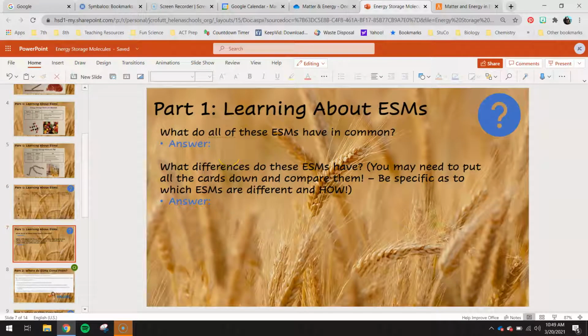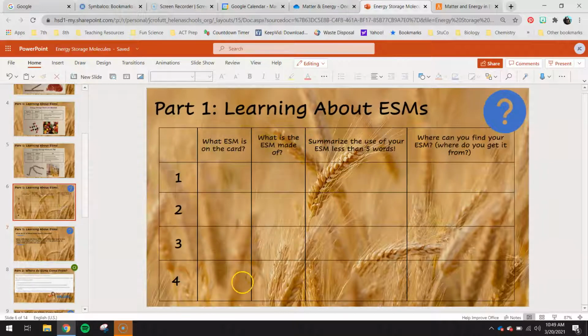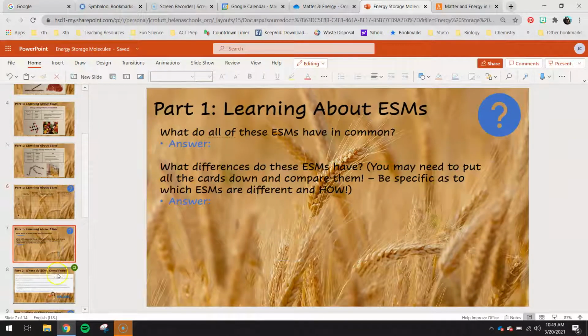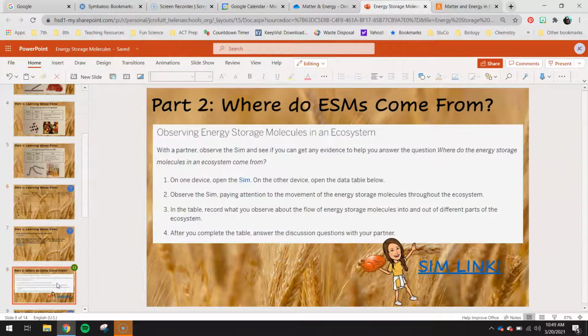So what do all of these ESMs have in common? There's a couple things that they have in common, but there's one main one that you will see and be able to focus on there. And then what differences do these ESMs have? Again, for those commonalities and differences, look back on your table because everything's neatly organized there. So you can look at what they're made of, look at the uses, or look at where you find them and see how they're different or how they're similar. Okay? All right, moving on to part 2.